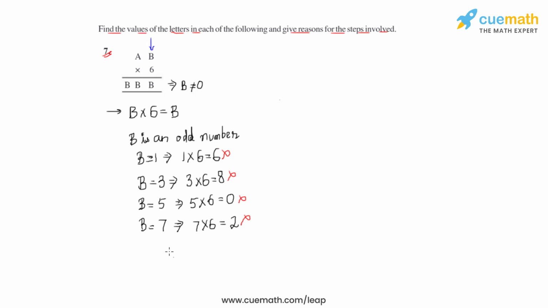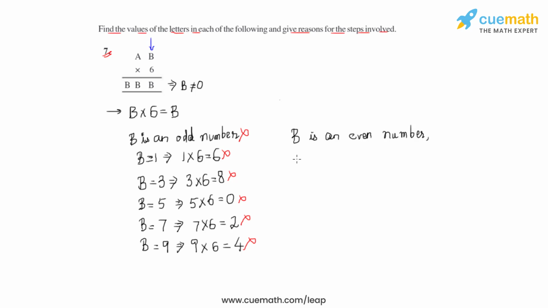And let's take the last odd number in the list, which is 9. 9 times 6 would result in a number whose ones place would be 4. Hence, this particular assumption is also ruled out. So we can definitely conclude here that B will have to be an even number. Now let us see which even number represents this letter B.